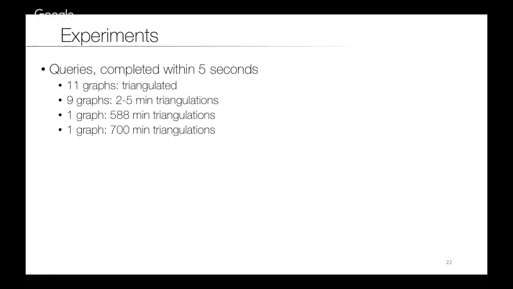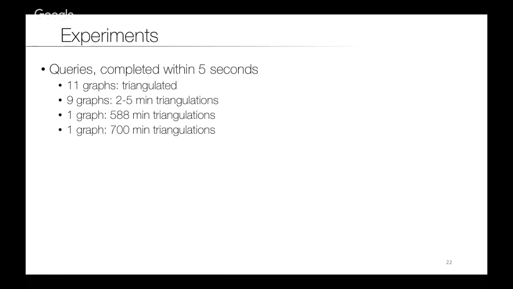For the query graphs, these are the results. So we could find all the minimal triangulations of all the graphs in this data set within 5 seconds. Most of the graphs were already triangulated, and 2 graphs had hundreds of minimal triangulations.